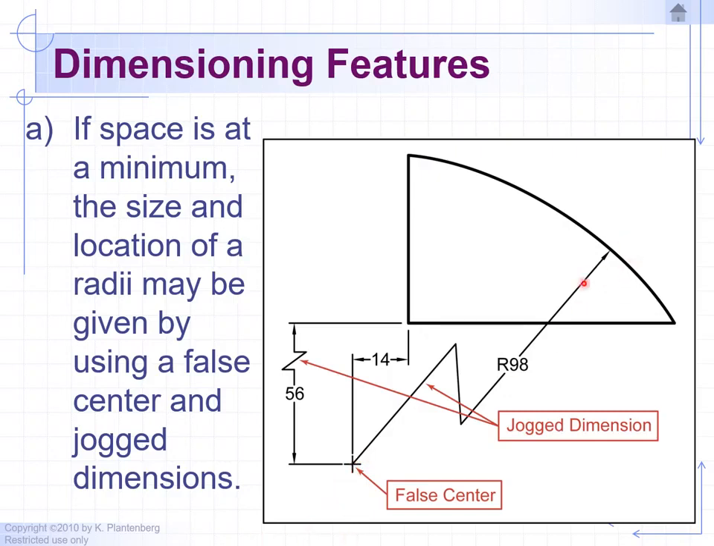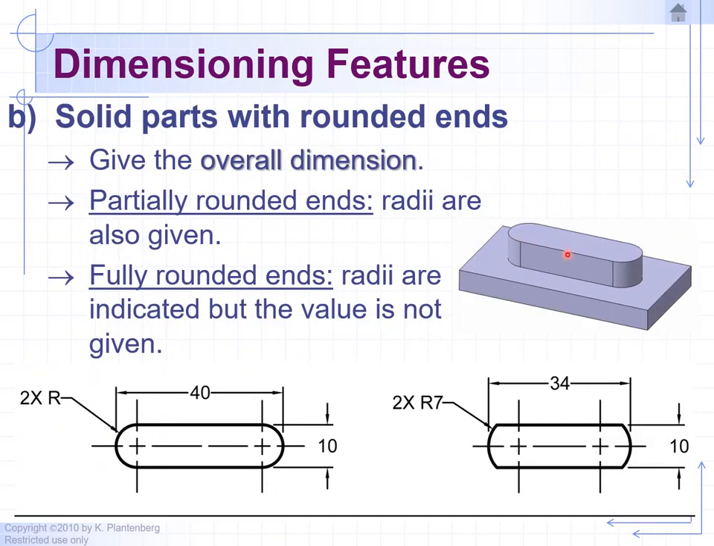So what we do is we create a jog dimension to indicate, hey, this is not the real center. This is a false center. But here are the dimensions: 14 is an actual dimension horizontally, 14 units. The center is actually somewhere down here at 56 units. From this horizontal line going downward, it's 56 units. We can see it by the jogged dimension. This is rare, but you do encounter it once in a while. Next slide.